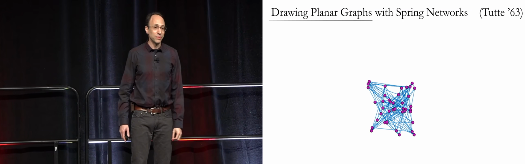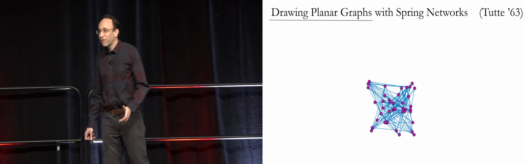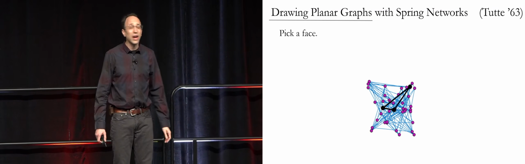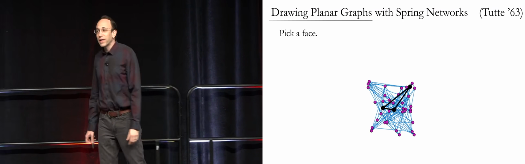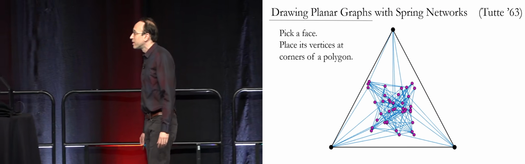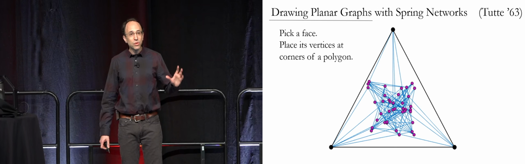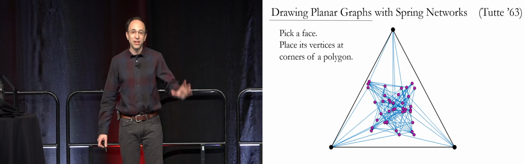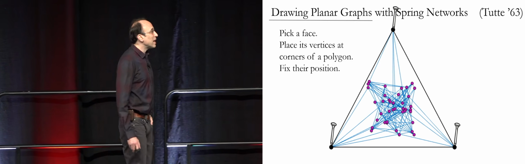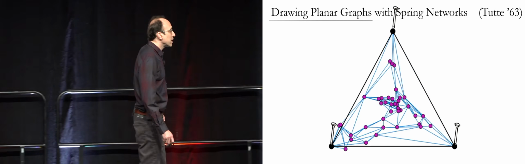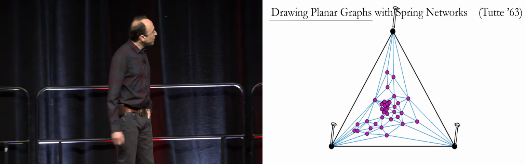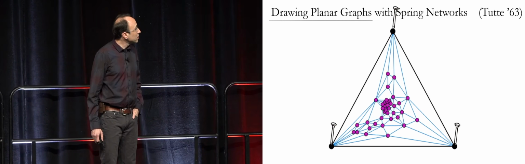Well, what do you do? Tutte says first identify a face in it. I will define a face precisely in a moment, but for now think of a triangle. If I can find a triangle in this graph, Tutte suggests taking the vertices of that triangle, moving them to the corners of a convex polygon that's on the outside of this image, and nailing them down. Now, let every edge be a spring and let them settle into the correct position.